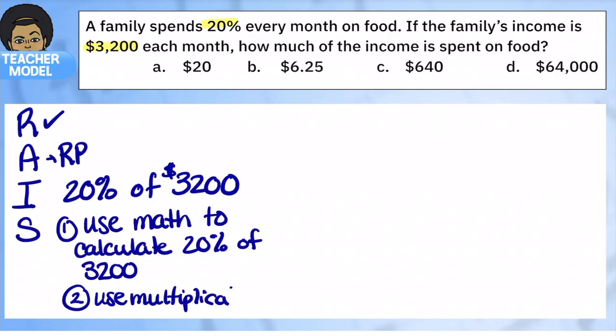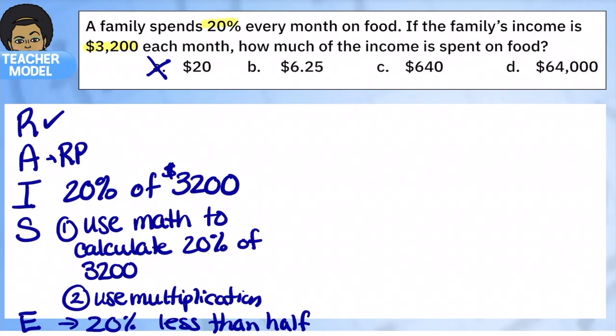I'll use multiplication. And before we do that, let's see if we can eliminate any things here. What we know is that 20% definitely is less than half. So just looking at my numbers, 3,200, I know that $20 is way too small. That just seems like so little. So I'm pretty convinced that that one's not it.